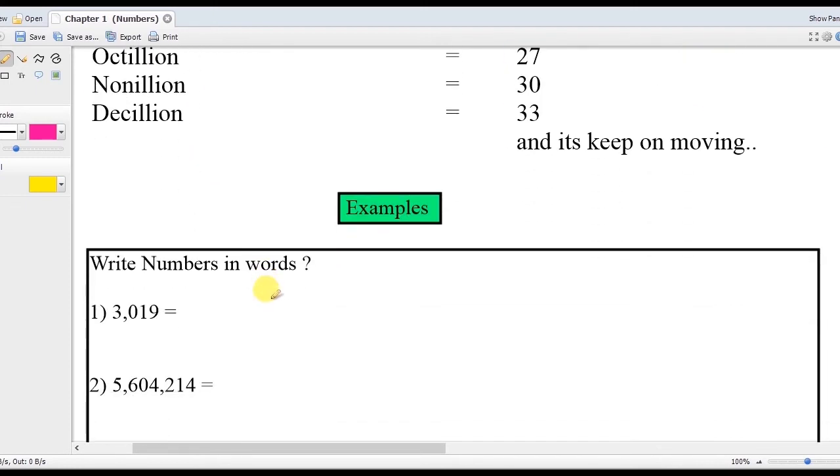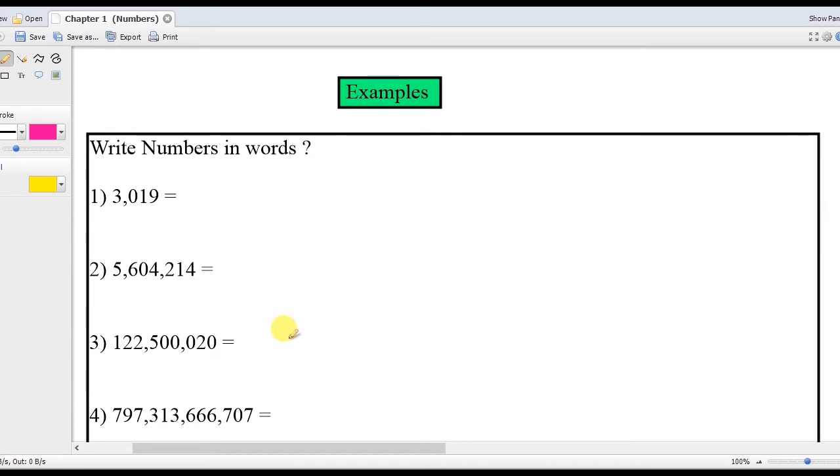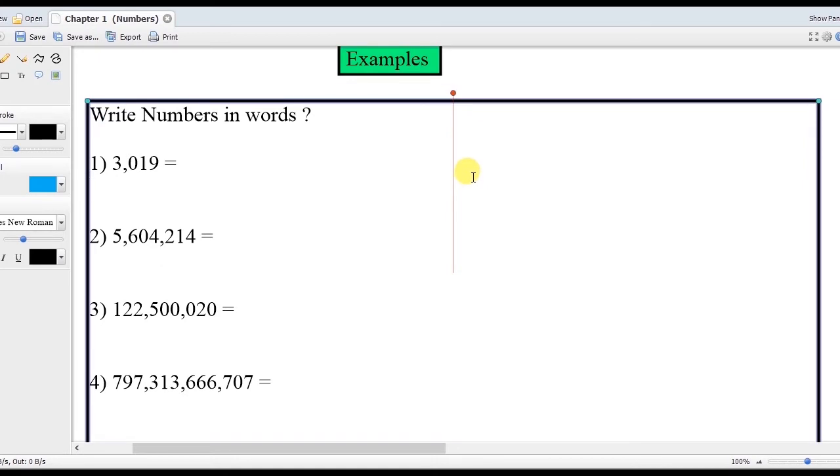Okay, let's take some examples. Let's solve a few examples here. Write numbers in words. Here is an exercise. Let's do it. I would suggest you pause the video and solve it by yourself. Once you're done, you can resume to see whether our answers match or there is a clash in our answers. Right? Okay, let's begin.